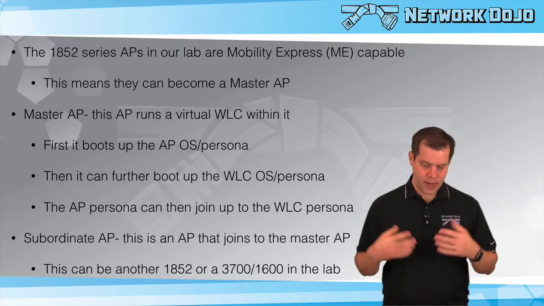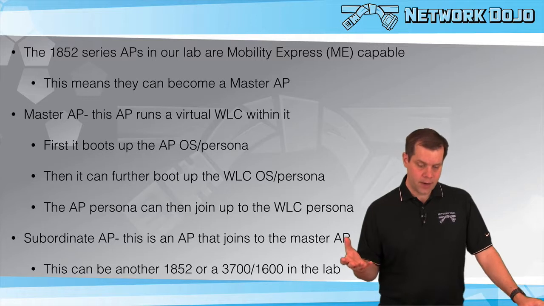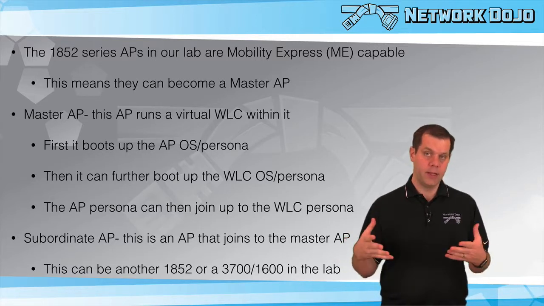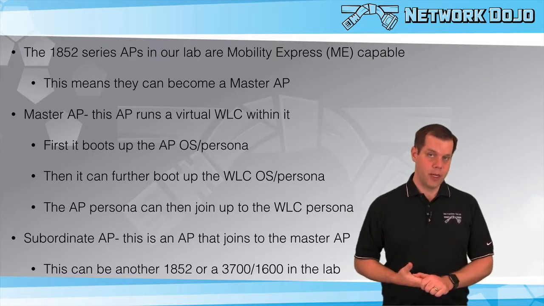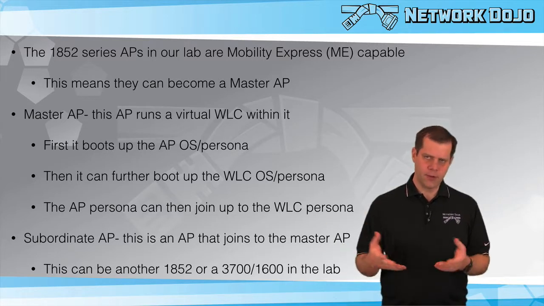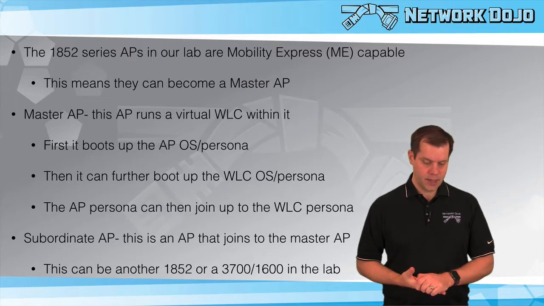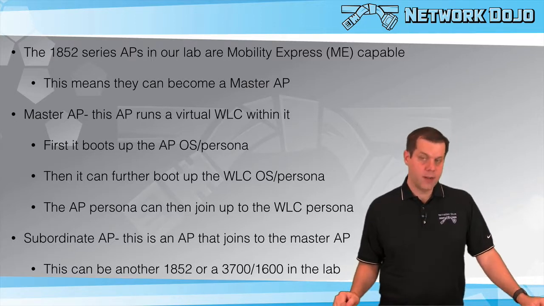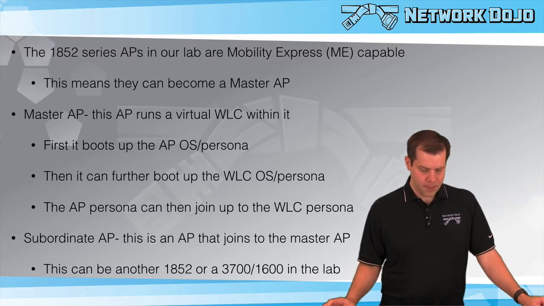Once it boots up into the AP image, the next thing it does is check to see if there is another master AP already on the VLAN. If so, it'll probably just join up to it and won't become the master controller. But if there's no other master controller, and it's the first Mobility Express capable AP to boot up on a VLAN, it's then going to trigger booting up the wireless LAN controller operating system, or persona, within that.